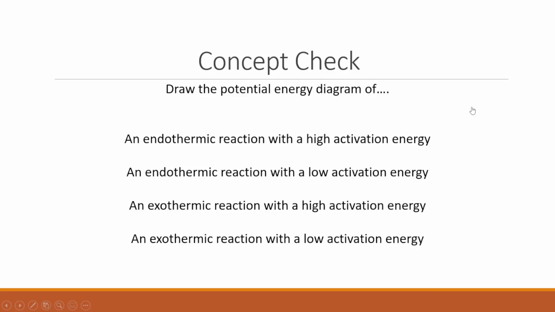Let's do a little bit of a check-in here. We're going to draw 4 different potential energy diagrams. 2 endothermic reactions and 2 exothermic reactions. 1 endothermic with a high activation energy, 1 endothermic with a low, 1 exothermic with a high activation energy, 1 exothermic with a low.